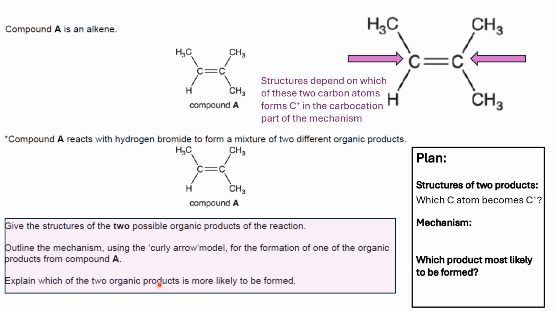So when you're thinking about the structures of the 2 products, you need to think about which carbon atom becomes C+. Is it this one? Or is it this one? So because we're reacting with hydrogen bromide, that will determine which of those 2 carbon atoms actually ends up having the bromine on it.